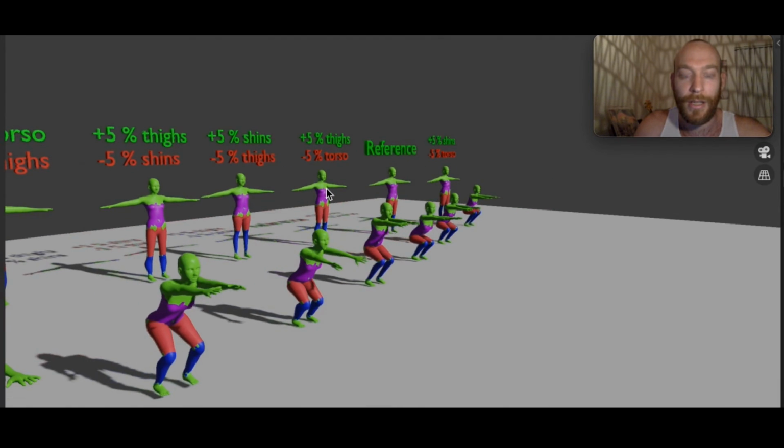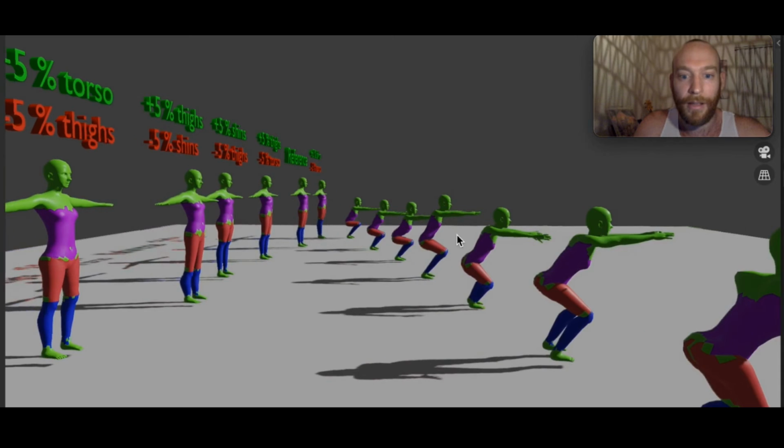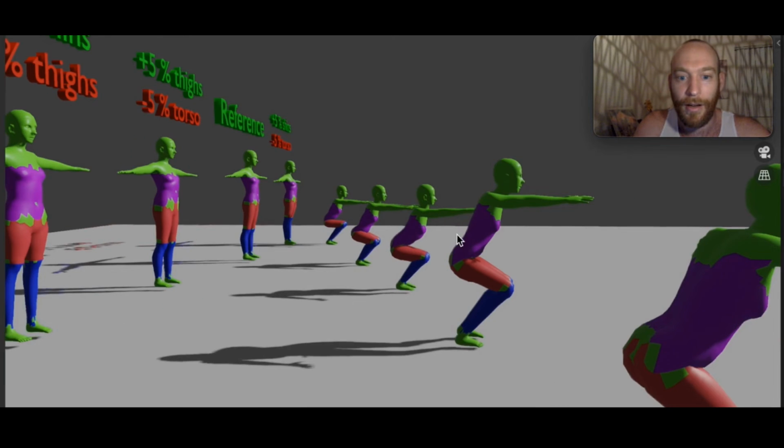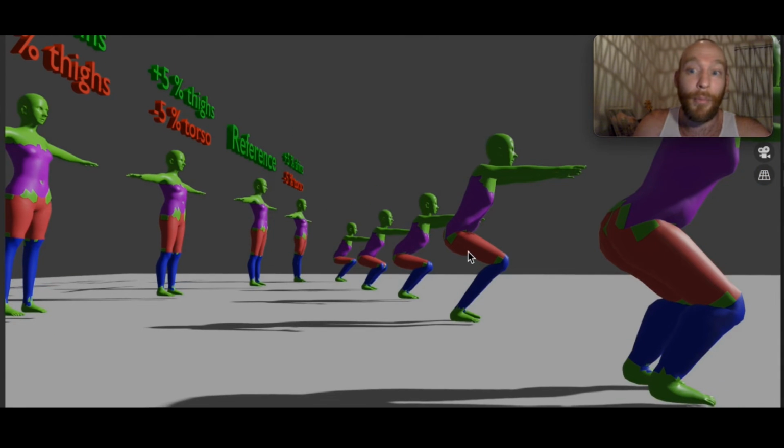So longer shins, which basically, if I can get one centered here, when we see +5 shins, what that does, it actually brings more weight forward as the knees bend, meaning that less of the torso is needed to go over, and well, it just allows a deeper squat.